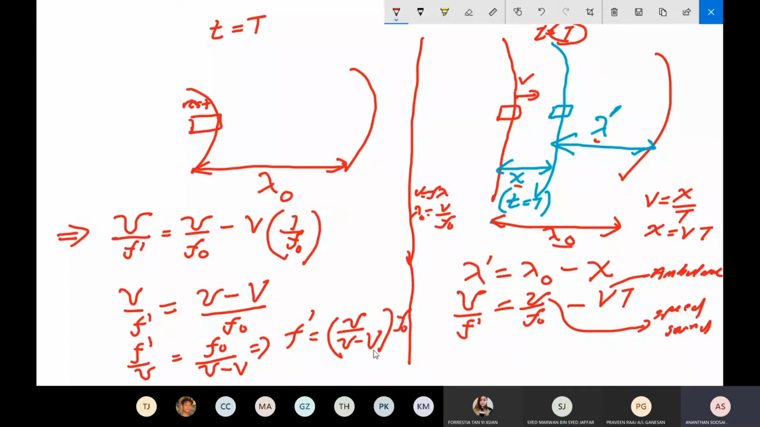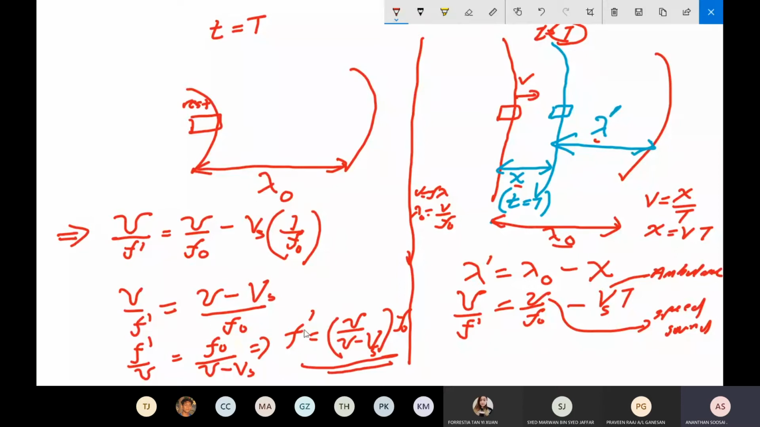The speed of the ambulance, I just put V source, VS. Here the source is the ambulance, so V source. So we got the Doppler formula. This is the Doppler formula.